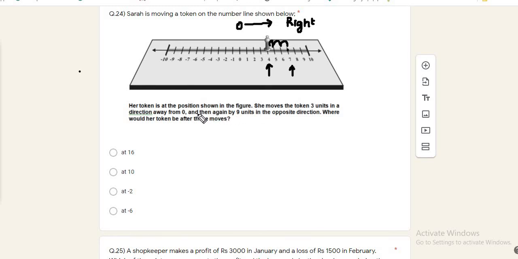Now then again by 9 units in the opposite direction. Now she has moved in right direction, now she moves 9 units in the opposite direction, that means towards left. So from 7 she takes 9 steps, 1 2 3 4 5 6 7 8 9. Now from 7 she took 9 steps backwards to reach -2. So her position will now be at -2. So C is the correct option.